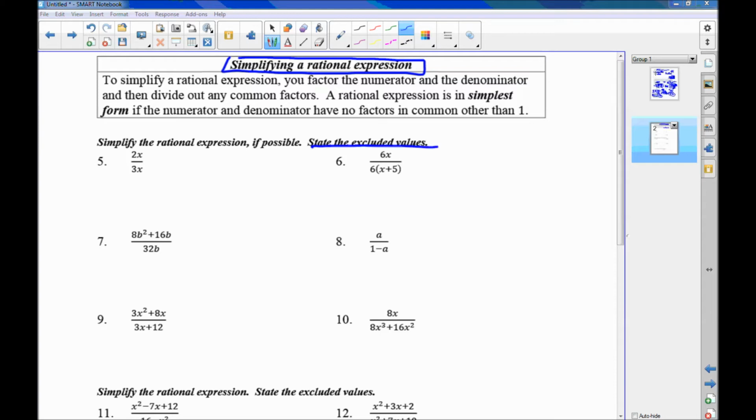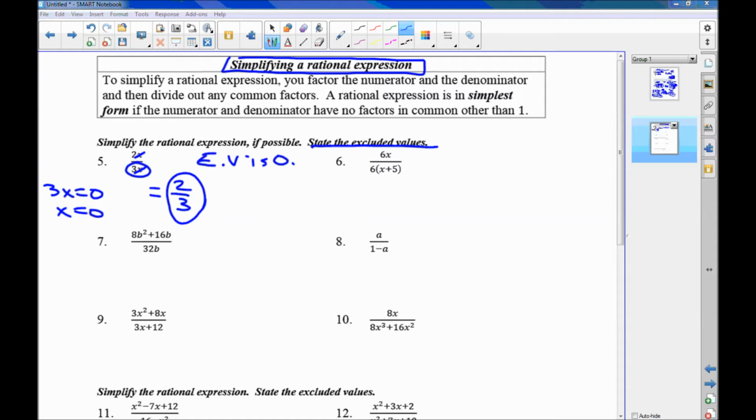So our excluded values are still going to be found by taking the original denominator, setting it equal to 0, and solving. So 0 is not allowed. So we have an excluded value. Okay, so my excluded value is 0. That's not allowed. But this fraction does simplify. The two x's will cancel each other out. So the simple version of this fraction is actually 2/3.